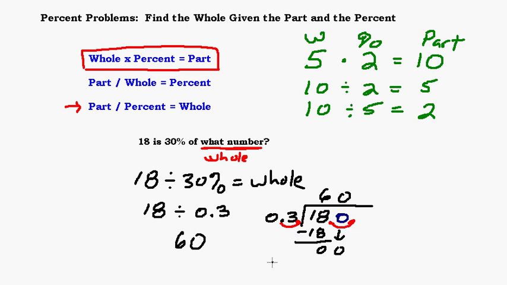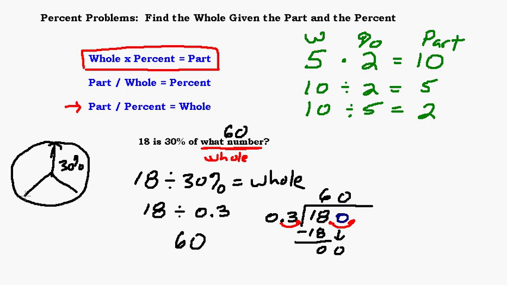Let's see if that answer makes sense. If we put it back up in here into the original statement, 18 is 30% of 60. Does that make sense? If I had $60 in this pot, and I took 30% of it, well, 30% would not quite be a third, right? If I took 30% and 30% and another 30%, that would only be 90% of the whole thing. So 30% is close to a third. If I took 60 and divided it by 3, I would get 20.